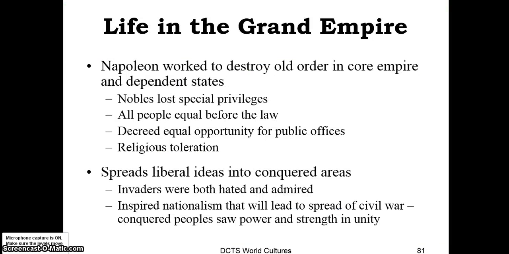Life in the Grand Empire. Napoleon will work to destroy the old order in the core empire and independent states. He essentially wants to destroy what was before and start over. Nobles will lose special privileges. All people are equal before the law. He decreed equal opportunity for public offices and religious toleration. Those are the four things that he is going to make sure the old countries, old kingdoms get rid of and are replaced with.